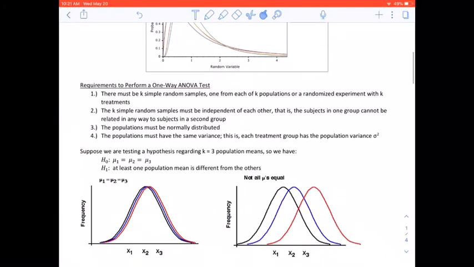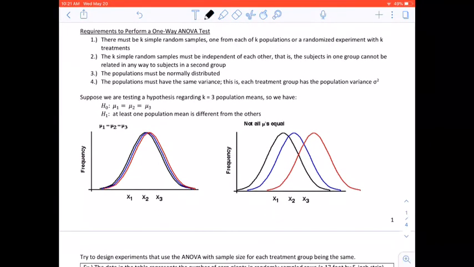So, requirements to perform a one-way ANOVA test. First, there must be k simple random samples, one from each of k populations, or a random experiment with k treatments. Two, the k simple random samples must be independent of one another. That is, the subjects in one group cannot be related in any way to the subjects in the second group. Three, the populations must be normally distributed. And four, the populations must have the same variance. That is, each treatment group has the population variance sigma squared.